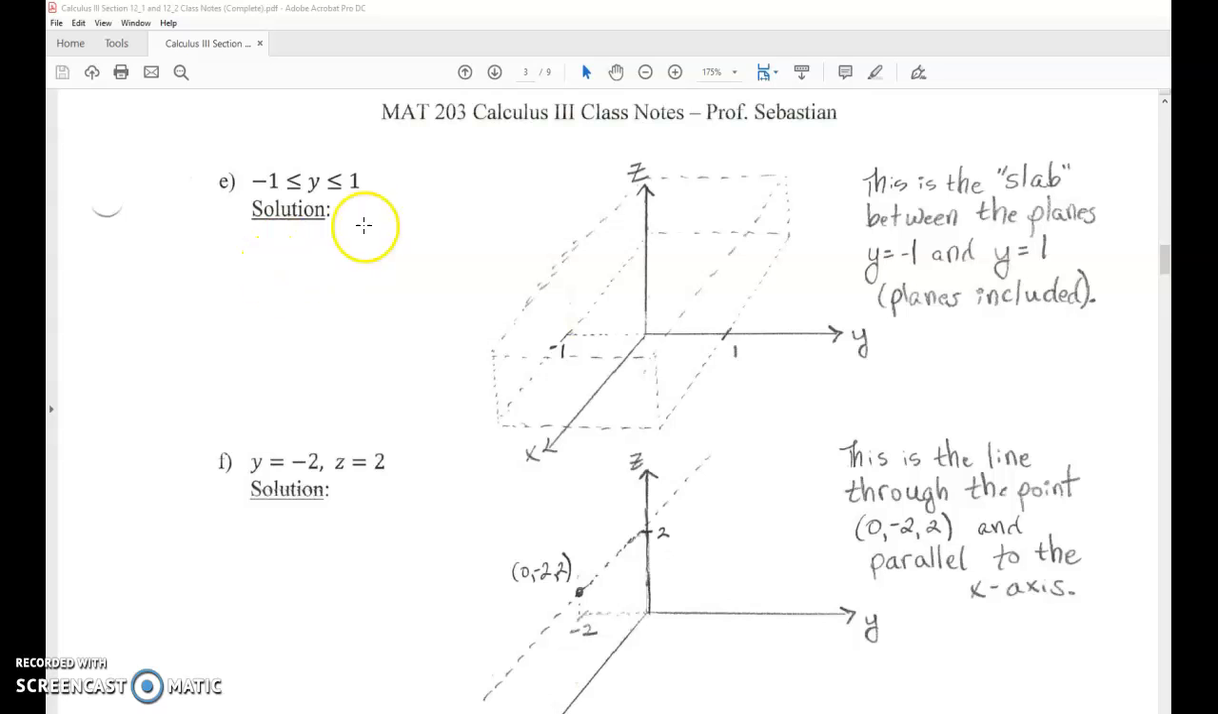What if I see something like y has to be between minus 1 and 1, including minus 1 and 1? Again, no x or z. That means x or z can be anything, but y is restricted to being between minus 1 and 1. So that's the slab here. That's between the planes. Here's the plane y equals minus 1. Here's the plane y equals 1. Now it extends infinitely in the z direction and infinitely in the x direction. So I can't draw that on a two-dimensional thing. So you have to just visualize that it can go infinitely in those directions. But it can't go beyond y equals 1 or y equals minus 1.